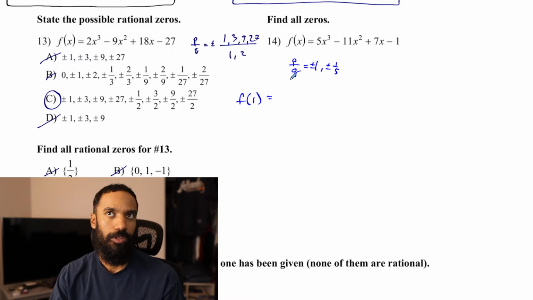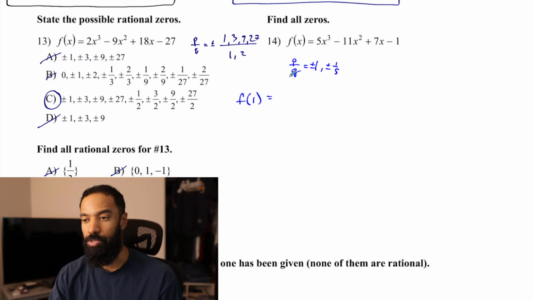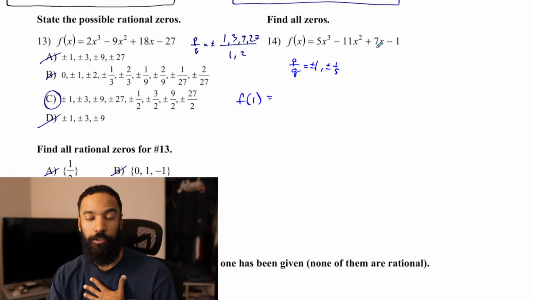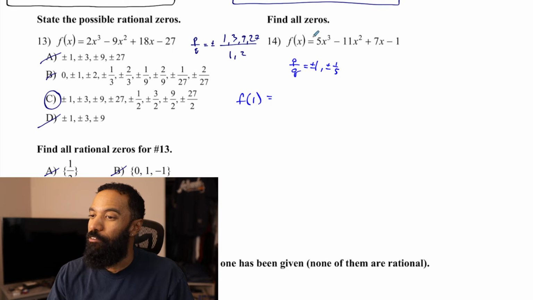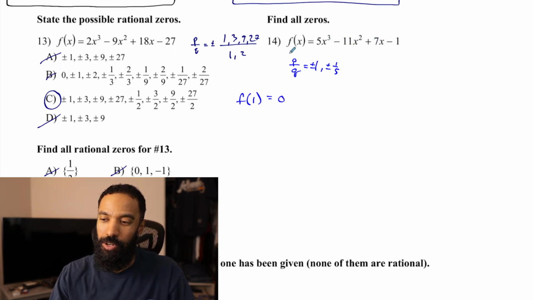You'll see, again, when we start graphing, you'll see why that has to be a real zero. Rational zeros, I guess that I can't state that for sure. I can't say why you know for sure. I'm done talking here. F of 1. 5 minus 11 is -6, plus 7 is 1, minus 1 is 0. So that's good.